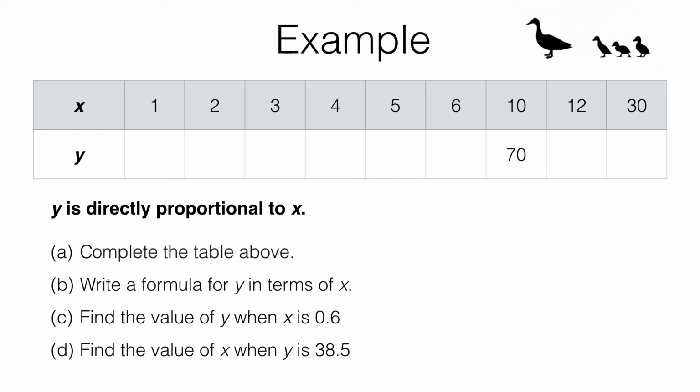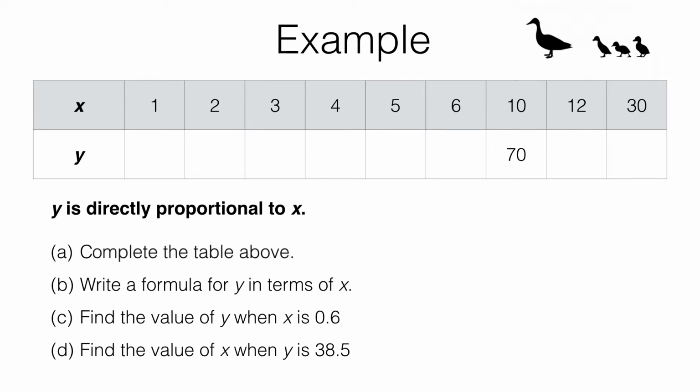In this video, we are looking at direct proportion. From the previous video, you should know that two quantities are directly proportional to each other if, when you multiply one quantity by a scale factor, you multiply the other quantity by the same scale factor.